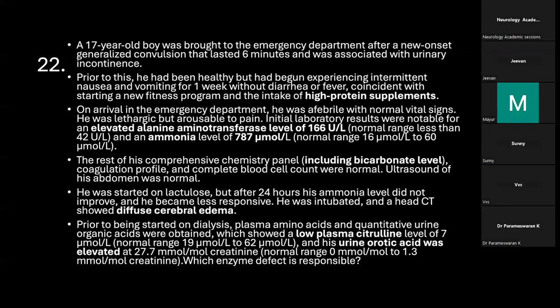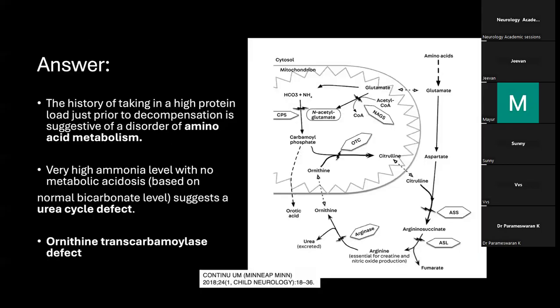The answer lies mainly in the clues in the history. There was high protein intake just prior to decompensation, which suggests an amino acid metabolism defect, and very high ammonia without metabolic acidosis, which suggests a urea cycle defect. So there is a low plasma citrulline level and high urine orotic acid level. So the pathway that is affected and the enzyme affected is ornithine transcarbamylase defect.